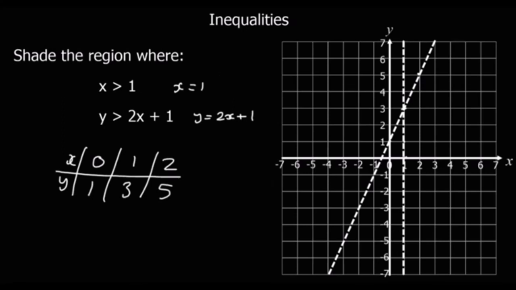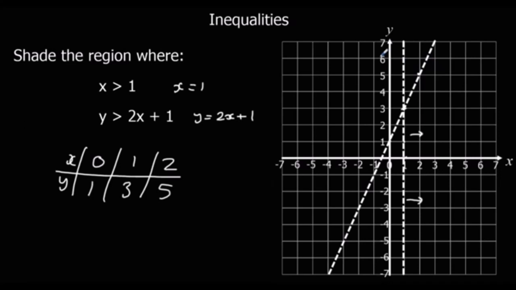Now we need to shade the region. So x has got to be bigger than 1. So that means it's this side of this line. So x is bigger than 1. And y is bigger than 2x plus 1. So it's the top of this line as well.